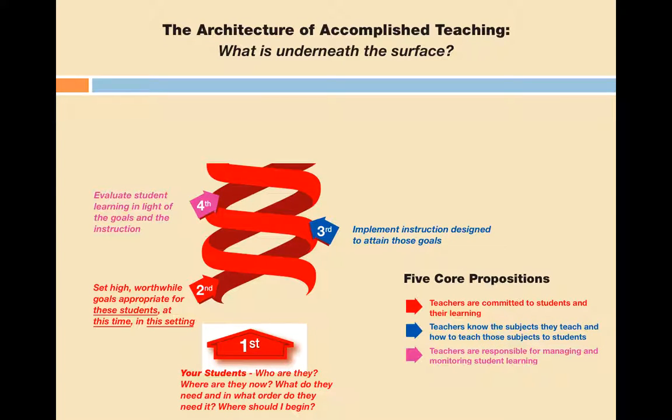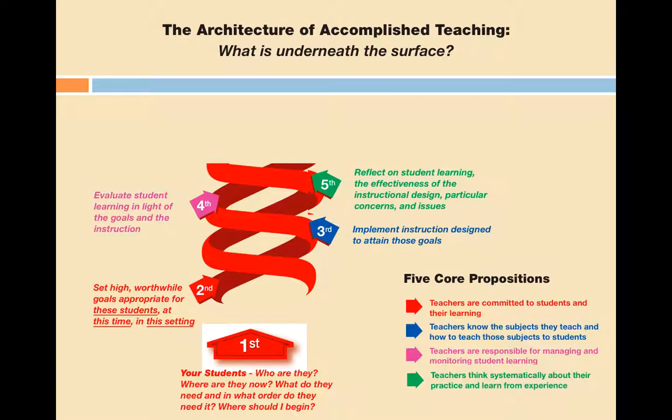Fourth step is that you evaluate student learning. How are the students doing in light of the goals that you set and your instruction? And that ties in the third core proposition. Fifth step, reflecting on how the kids are doing. How effective was your instructional design? What do you need to do next? And that's the fourth core proposition, that teachers think systematically about their practice.